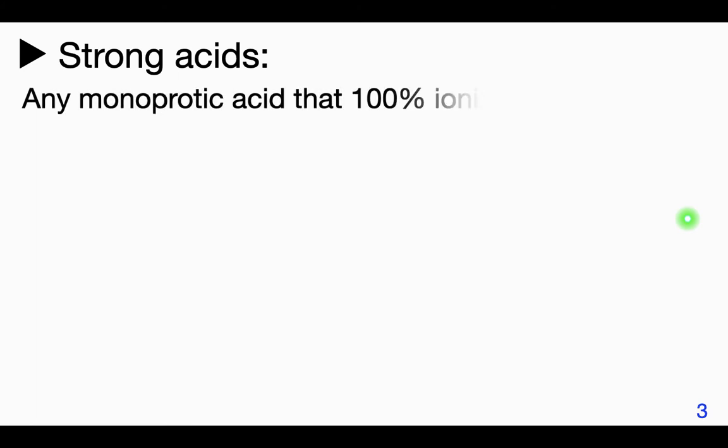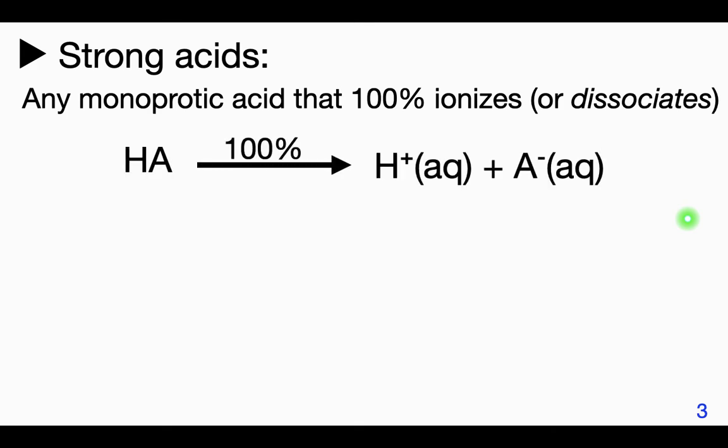Strong acids. Any monoprotic acid that 100% ionizes or dissociates. So meaning, and HA is our generic representation of an acid where A is the anion. So if you have a strong acid, you put it into water, it 100% ionizes. Every single molecule that goes into the water breaks apart to form hydrogen ions and the anion.